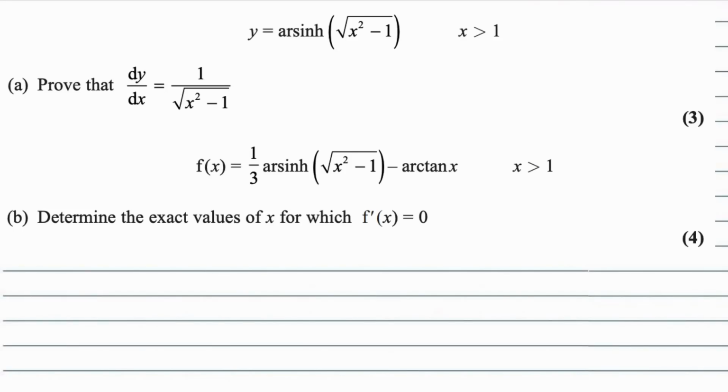Hi everyone. In this question, we've been told that y is the arsinh of the square root of x squared minus 1, where x is greater than 1, and we need to show that dy by dx can be given as this. Do you want to give this question a go yourself? You can pause the video, and then when you come back, we'll go through the solution. Okay, so welcome back. How did you get on?